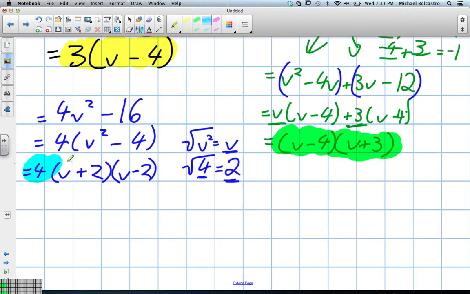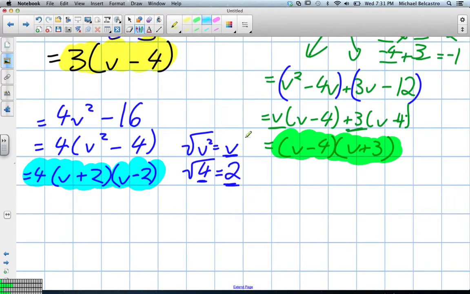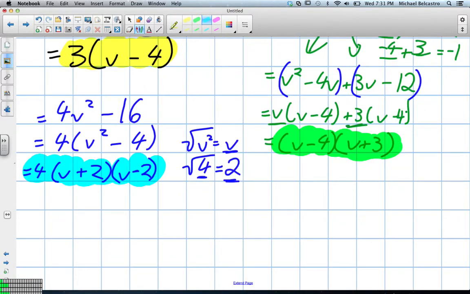Done that in blue. And finally, the last one, 2v plus 4. Okay, that's the last one we're going to do. 2v plus 4. Very simple. I'm going to take it out quick. We can take 2 out of this. So we're left with v plus 2.